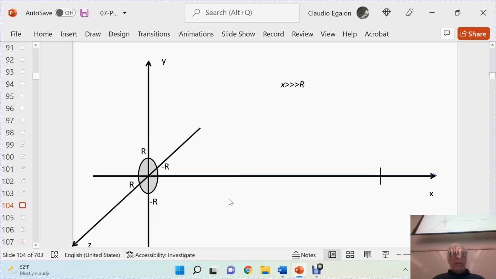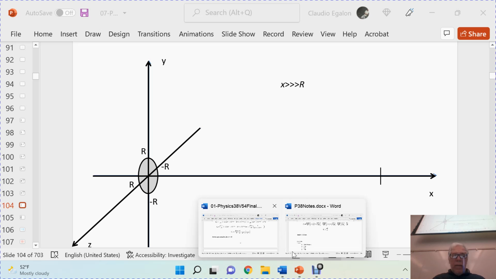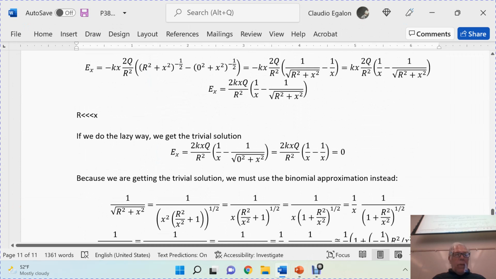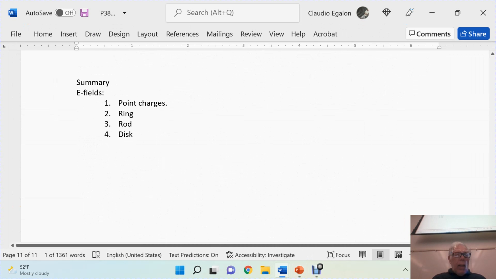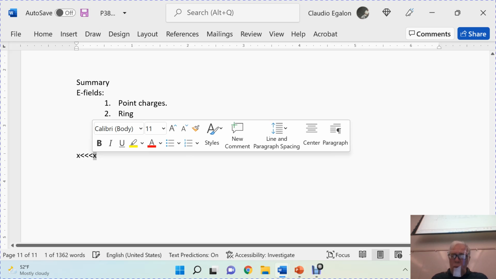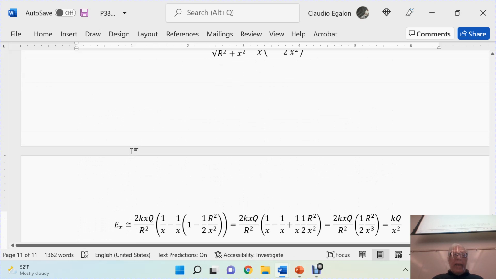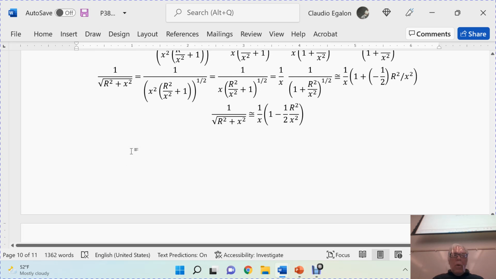What about the opposite, right? What about x much less than r? What do you get for the electric field when the point is very close to the surface of the disk? Okay, let's do that. You have to apply again the binomial approximation.